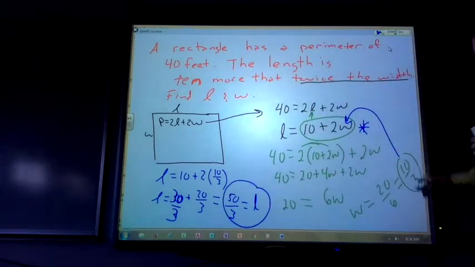Okay, so I have a length of 50 over 3. I have a width of 10 over 3. Can I have lengths that are fractions? Yeah. I think so. That works for me. What can a length be? It can't be negative. If you get an answer that's negative, what do you know about the solution? It's not going to be a solution, okay?